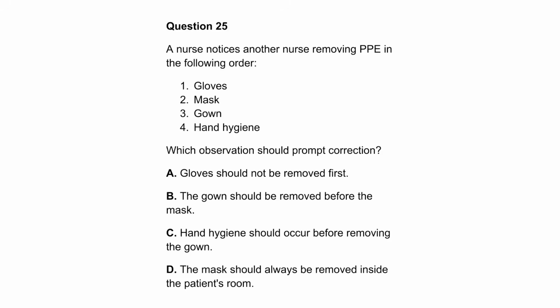Question 25. A nurse notices another nurse removing PPE in the following order: gloves, mask, gown, hand hygiene. Which observation should prompt correction? A. Gloves should not be removed first. B. The gown should be removed before the mask. C. Hand hygiene should occur before removing the gown. D. The mask should always be removed inside the patient's room.